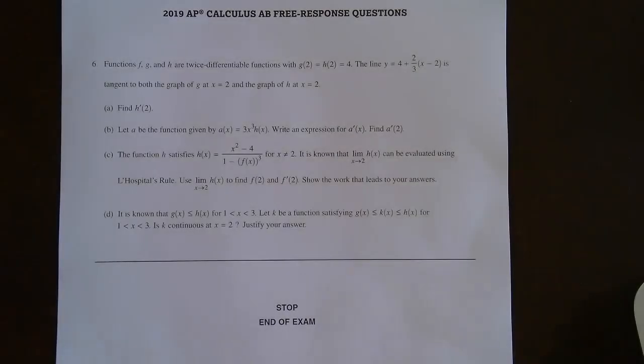So let's go to part B now for 2019 AB number 6. Number 6 on part B is: let A be the function given by A of x is equal to 3x cubed times the function h of x. Write an expression for A prime of x and also find A prime of 2. We have to use the product rule, right? That's all we have to do, product rule. So let's do part B.